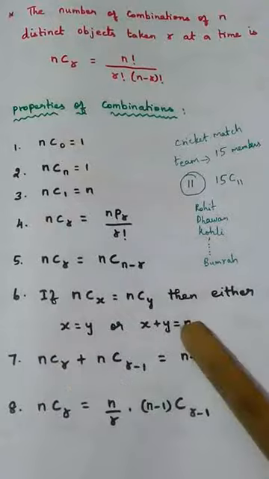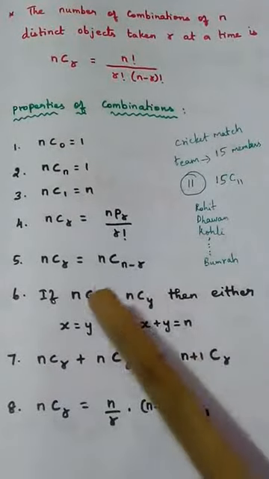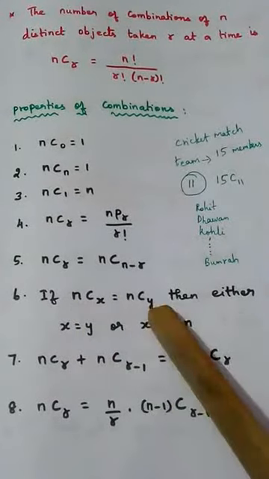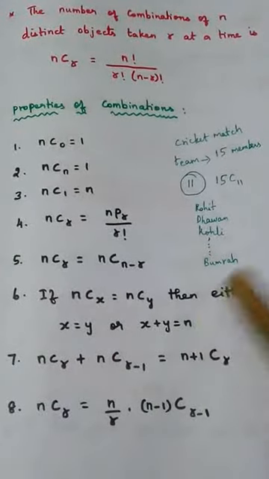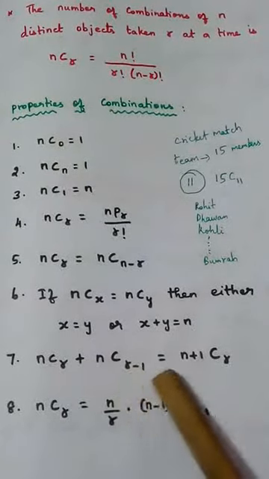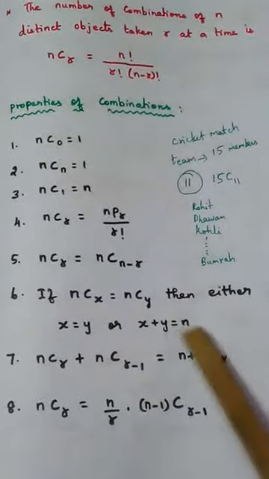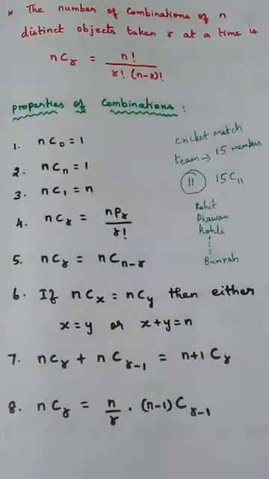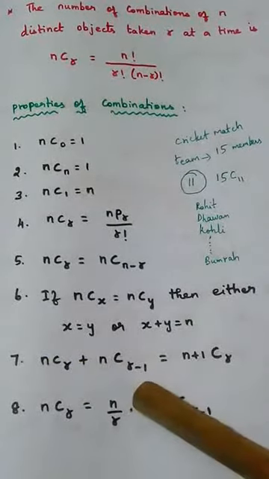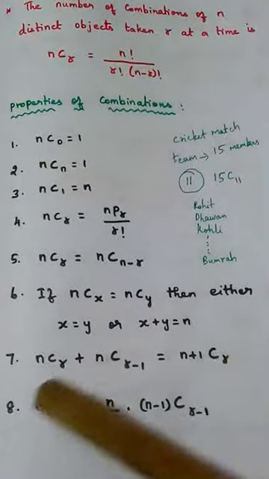So these are the only two possibilities if two combinations are equal. Either X and Y should be equal, or X plus Y should be equal to N. Then nCr plus nCr minus 1 is equal to n plus 1 Cr. These are all very important results related with combinations. nCr plus nCr minus 1 will be equal to n plus 1 Cr.